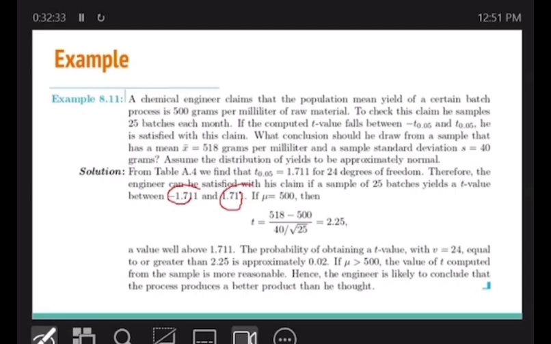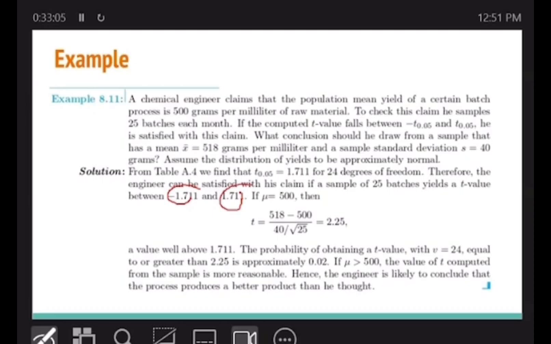Does it fall? No, because the 2.25 is actually greater than that. And that was why I said the probability of obtaining a T value with V equal to that or greater than that is approximately 0.02. So if mu is greater than 500, the value of T computed from the sample is more reasonable, hence the engineer is likely to conclude the process produced a better product than he thought.